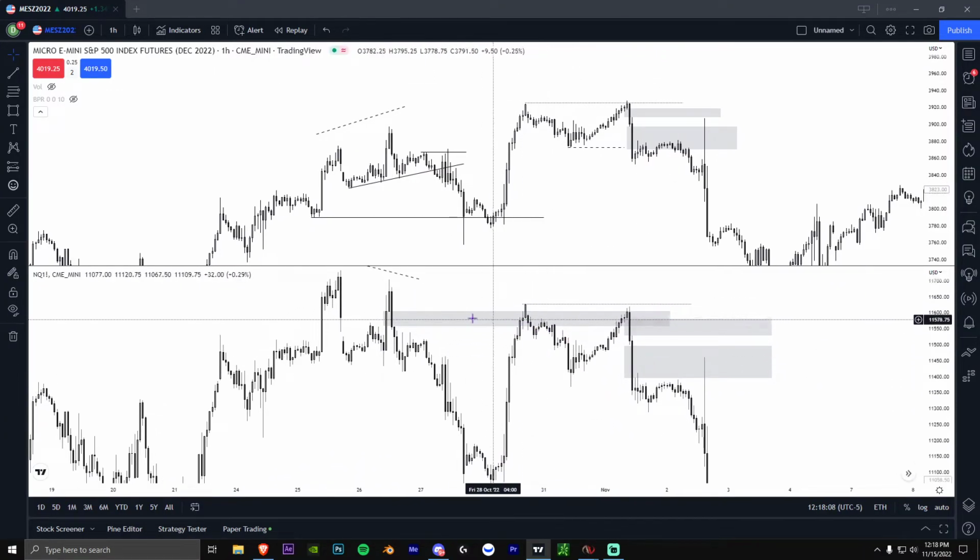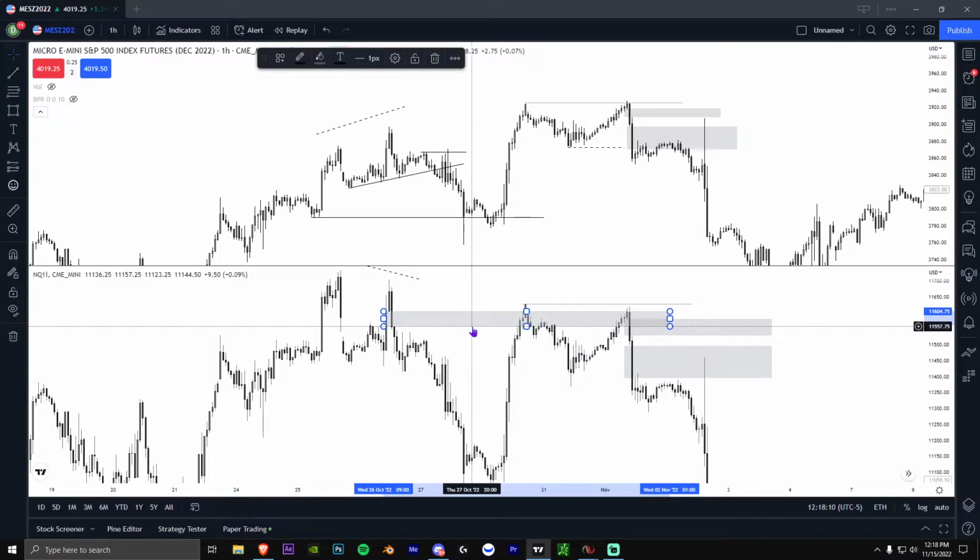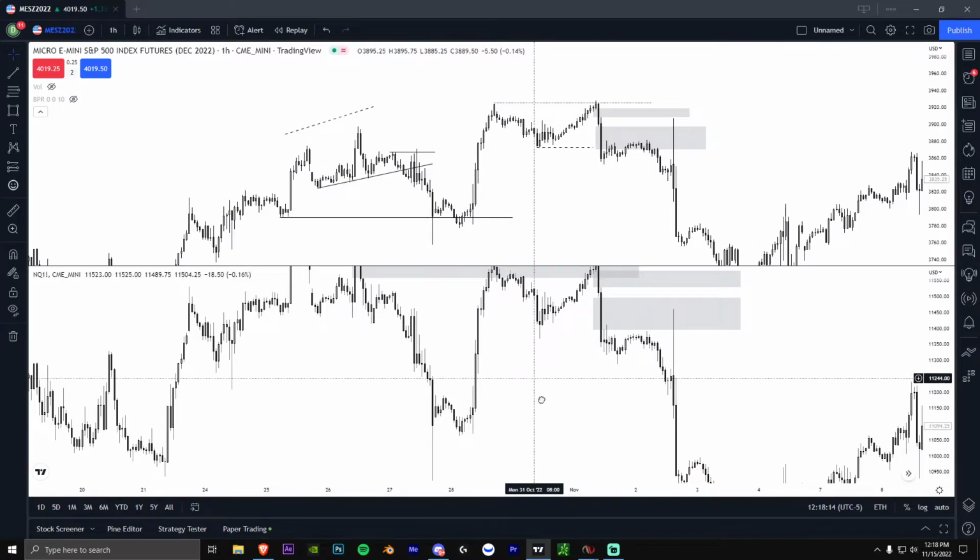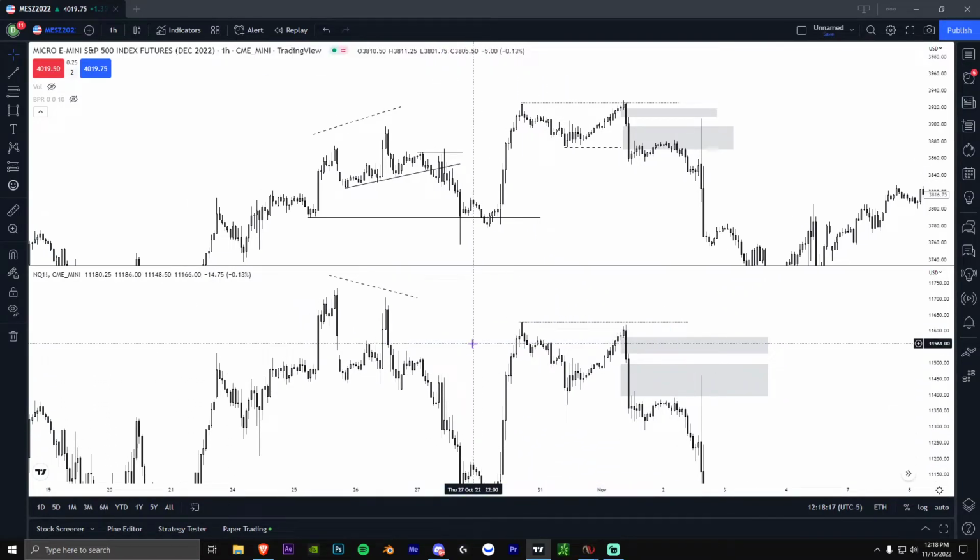I don't know if I would have taken this. I probably wouldn't have. But again, if you did it, your stop loss would have been out there and your take profit would have been down there. So there's a lot of different situations you can see these divergences used.